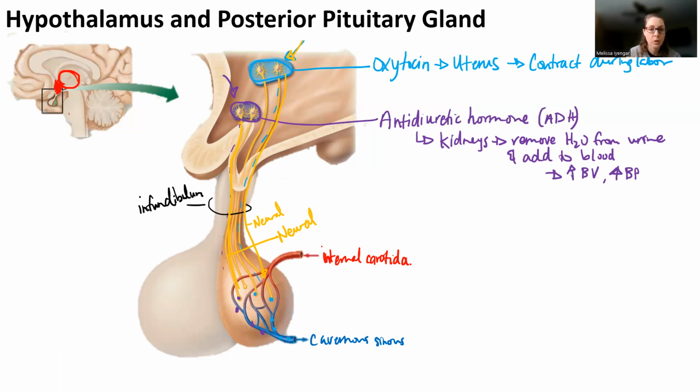So these are the two hormones the hypothalamus makes that get released or secreted from the posterior pituitary gland. This is why you want to understand the posterior pituitary gland is not making anything. It's just storing stuff until the hypothalamus is ready to release it. Okay. So the next part I'm going to do is look at the hypothalamus and anterior pituitary gland relationship.